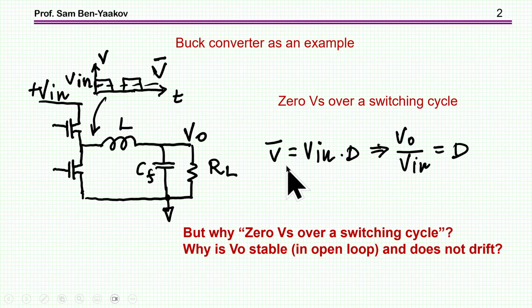But the question is the following. This is correct, assuming that at steady state, the volt-second is zero, that is, the average voltage is zero. And the question is now, why is it stable? Why is the output not, say, going up to a higher value or going down to zero? Why is it that this output voltage is stable in open loop? Again, if we assume that the volt-second across the inductor is zero and the average voltage is zero, then obviously we have this output voltage. But why is this assumption valid?